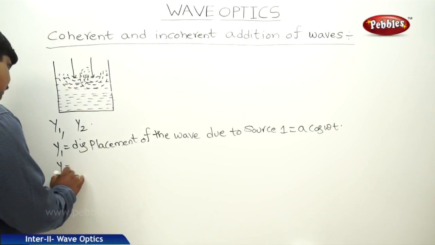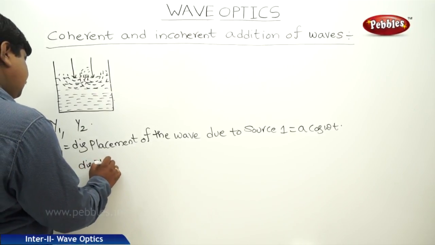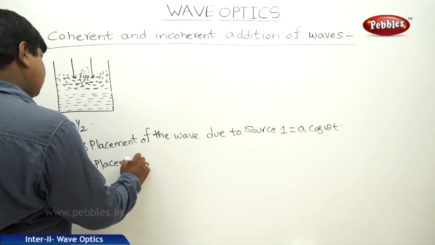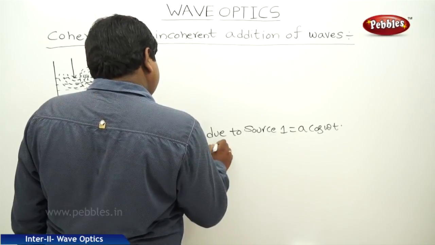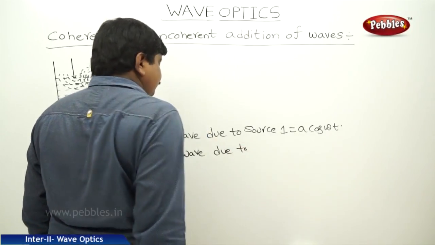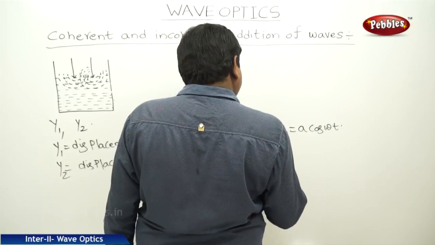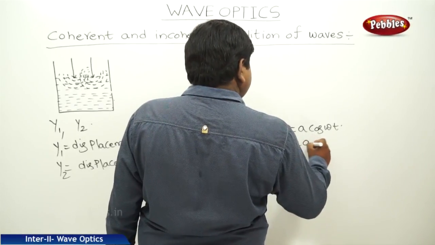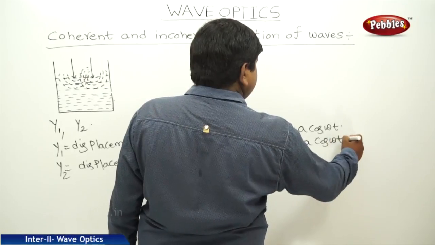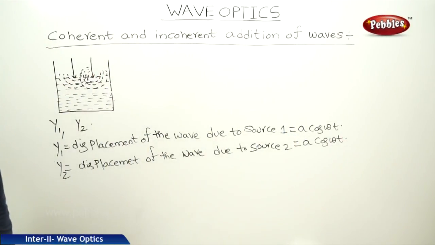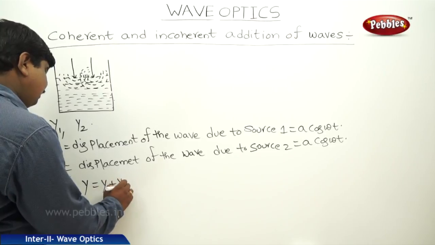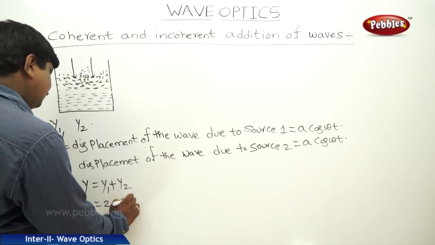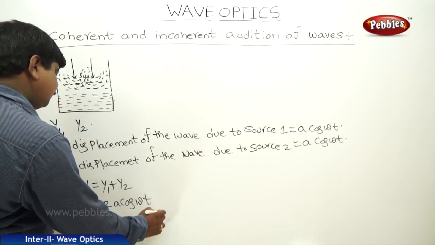y2 is also the displacement of the wave due to source 2, A cos omega t, because they both are in the same phase, so no phase difference. Therefore y is equal to y1 plus y2, which is 2A cos omega t.